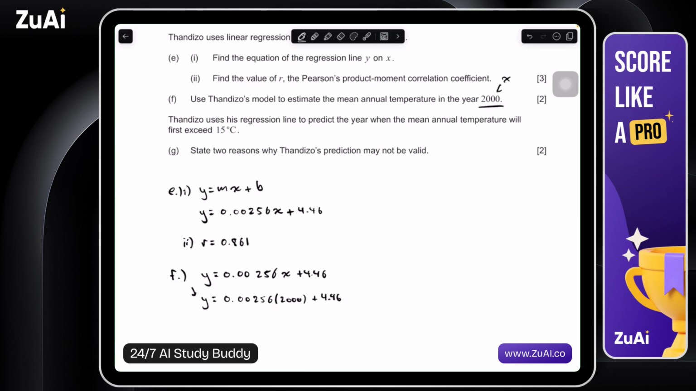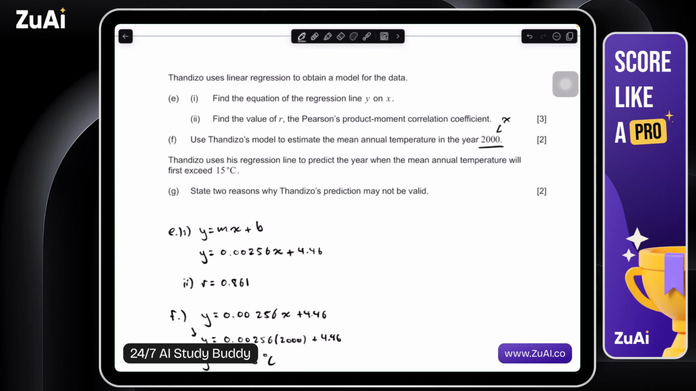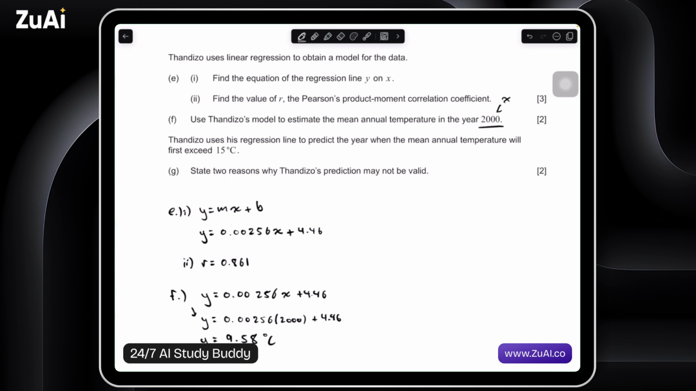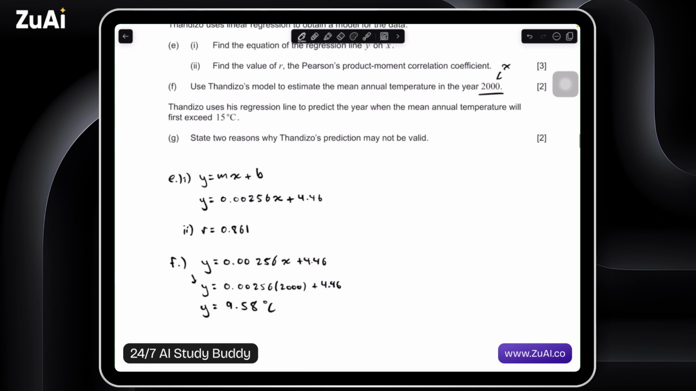I'm going to work it out on my calculator right here. 0.00256 times 2000 plus 4.46. And this would give us a value, y is equal to 9.58. So 9.58 degrees Celsius. Okay, so not too bad of a question. Maybe interpreting what it's asking might be the challenge, but if you can get past that step, then perhaps not a bad question. All right. Thandiso uses his regression line to predict the year when the mean annual temperature will first exceed 15 degrees Celsius, so when it will first be larger than 15 degrees C.